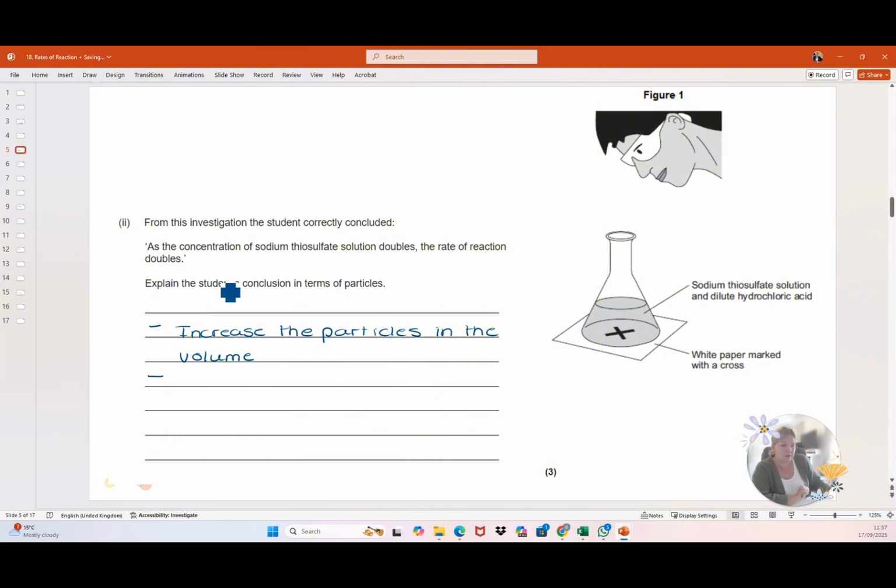So because there are more particles, well, what happens? So what we've got now is we've got the frequency. So how many? The frequency of collisions increases. I put more people in a room, there's probably going to be more collisions.